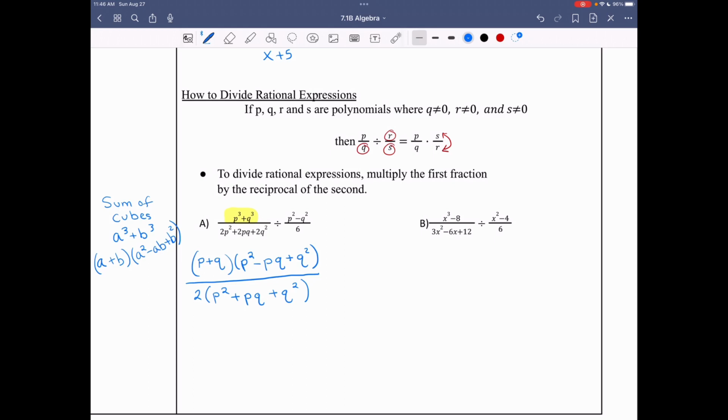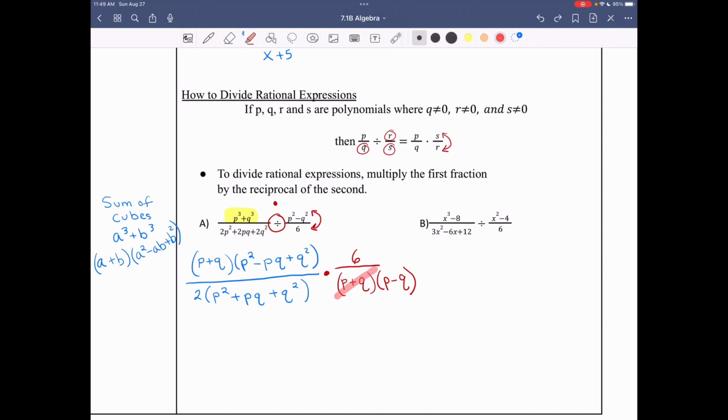And then instead of dividing here, this is where I'm going to change it. I'm going to change this to multiply, and I'm going to flip this to the reciprocal, okay? So in the numerator, we have 6, and in the denominator, p squared minus q squared is a difference of squares. So we have p plus q and p minus q, right? And so that's now in the denominator instead of the numerator.